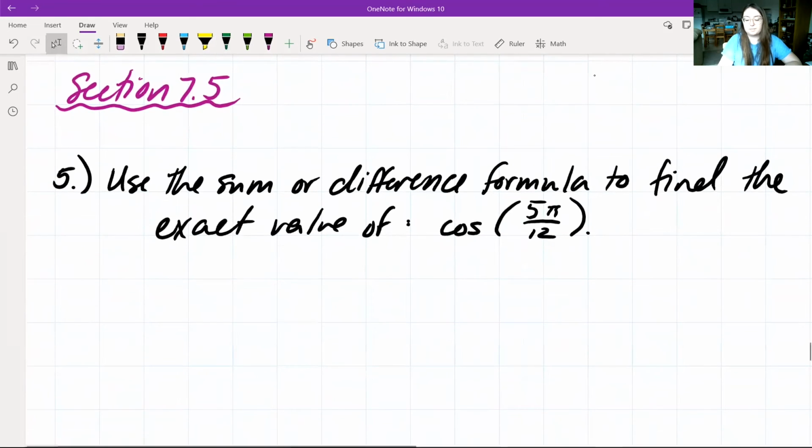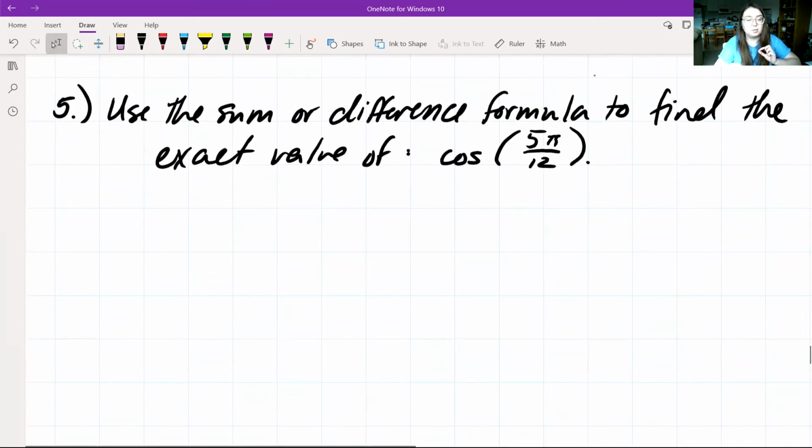All right. Problem number 5 from section 7.5, we want to use the sum or difference formula to find the exact value of cosine of 5 pi over 12. So we know from the get-go we're using the sum or difference formula to find this problem. And remember, our sum or difference formula for cosine would end up looking like cosine of alpha times cosine of beta, depending on what you were using, plus or minus sine of alpha times sine of beta.